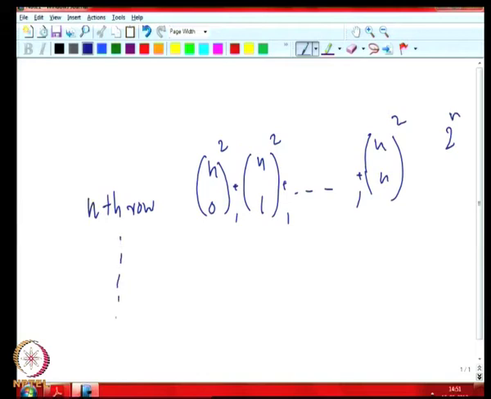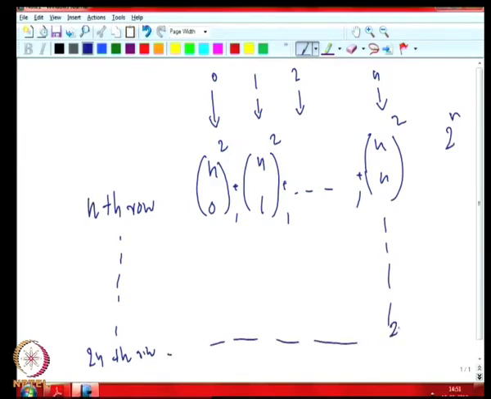If you go to the 2nth row, this is the 0th column, this is column number 1, the 2nd column, and this is the nth column. So in the nth column, in the 2nth row, you will see 2n choose n. Here there will be more numbers, say 2n choose n plus 1 and so on, because it is increasing like this.